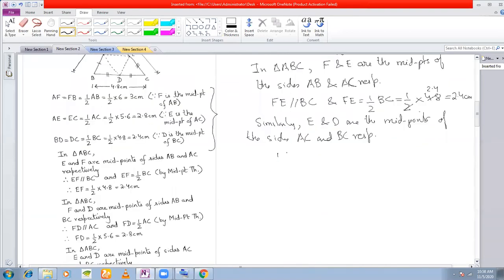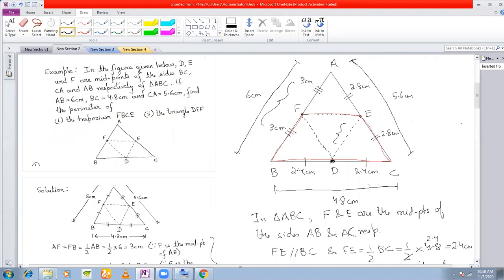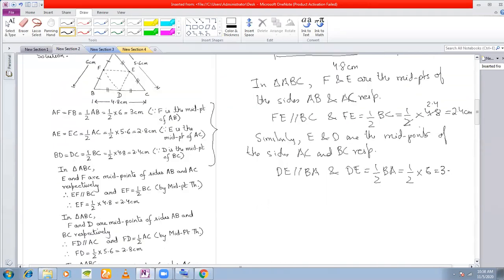And it is half of BA. How much is the length of BA given? You see, the length of BA is given to be 6 centimeters. So this is 3 centimeters.